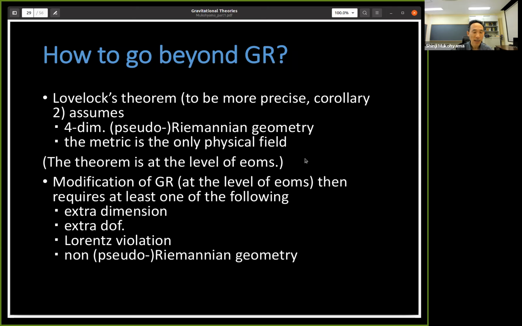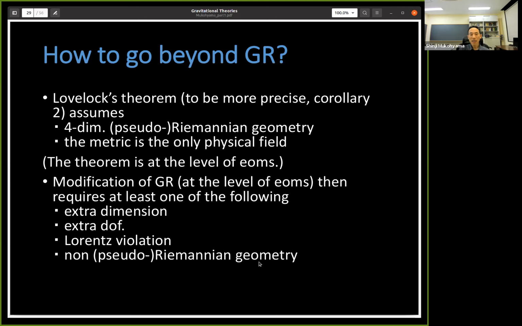Anyway, in order to modify general relativity at the level of the equation of motion, we need to break these assumptions. Namely, we need at least one of the following. We need to go beyond 4 dimensions, or we need to introduce an extra degree of freedom, like a scalar field or a vector field or more metrics or something like that. Or we need to break some part of the diffeomorphism invariance or Lorentz invariance, or we need to go beyond the pseudo-Riemannian geometry.